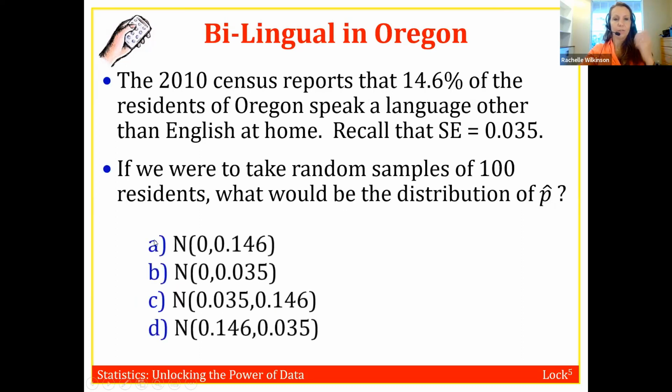All right, so then looking at this list, which one of these would be the correct way to describe the distribution for that sampling distribution of p hat for this example? Yes, D. So it has the mean equal to the value of the parameter, which was 0.146, and a standard deviation equal to 0.035.